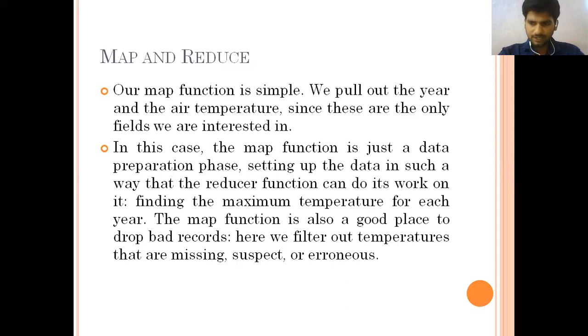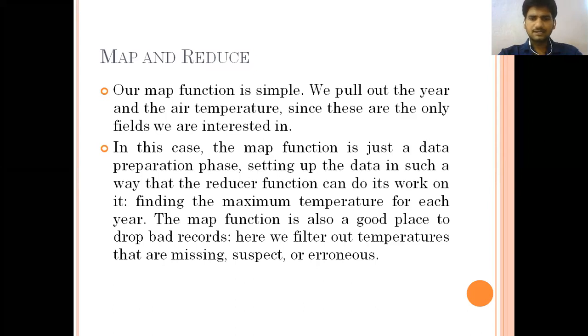Yesterday we already discussed the two major functionalities of the mapper phase. One is to collect the raw data from the NCDC website or NCDC data set. And one more important functionality, what is that? It is to remove the bad records.